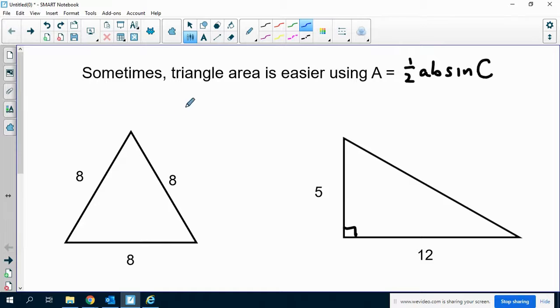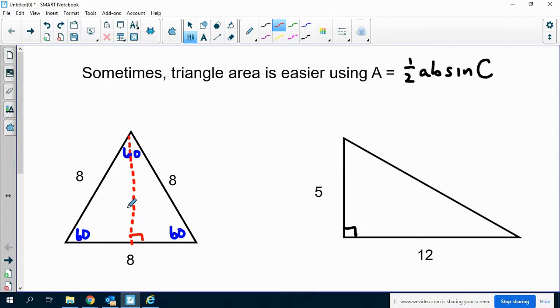So now we're going to do some example problems. Now, in the first two example problems, I'm actually going to do them pretending like we didn't know that formula and just showing you that the new formula is exactly the same. So this is obviously an equilateral triangle. So all three of those angles would be 60 degrees.